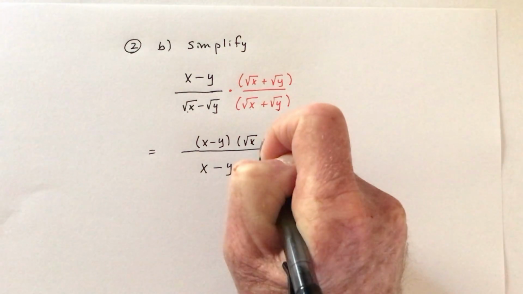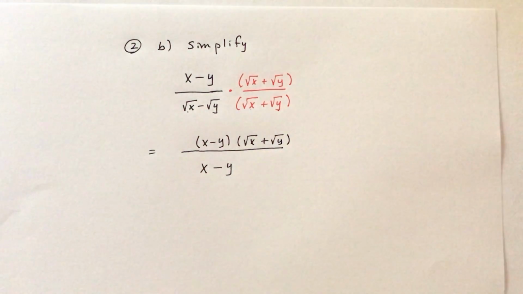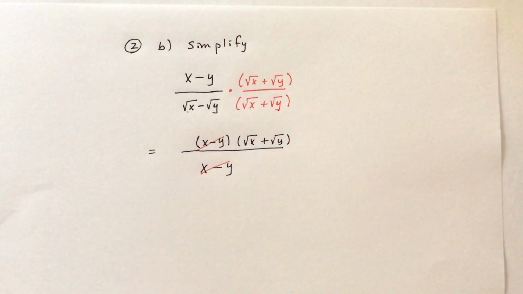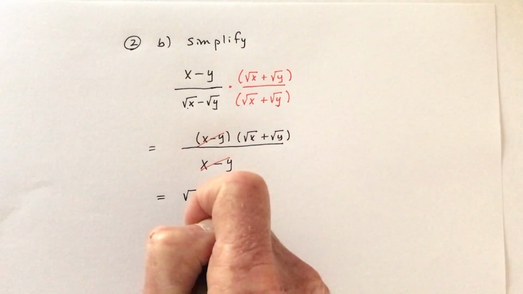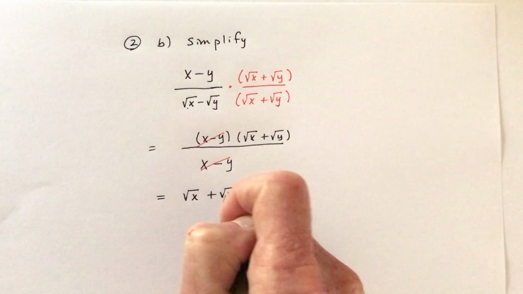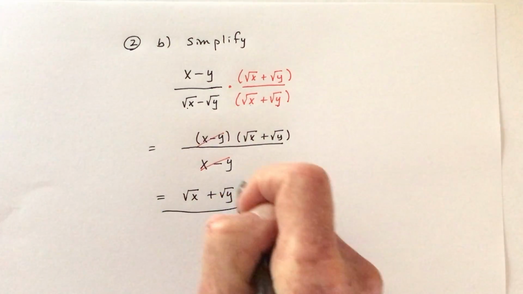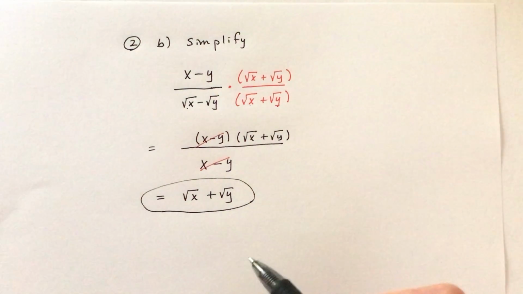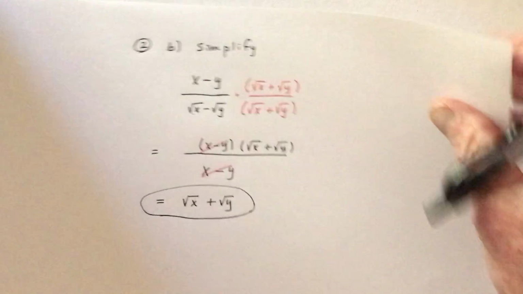And hopefully you can already see why I do not multiply out the top. That is because this x minus y and this x minus y cancel. And so all that's left is the square root of x plus the square root of y, which is simpler than the original version. There's actually lots of ways that we use the conjugate, but this is one of them. Simplify an expression like that. All right, let's see what else.